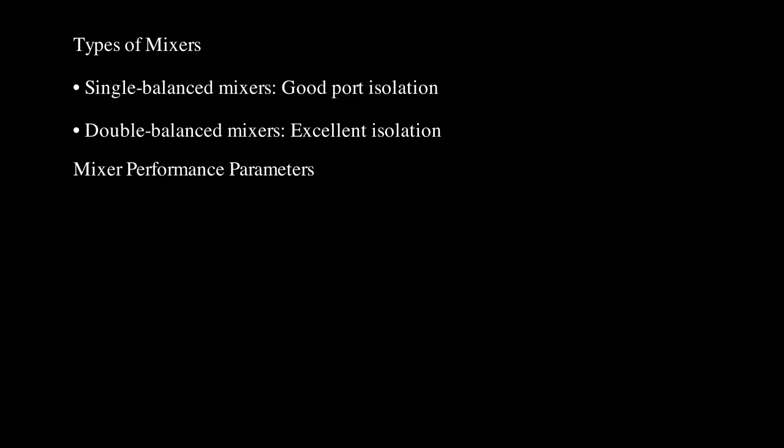Conversion loss or gain describes how much the desired signal is attenuated or amplified through the mixer. Port isolation indicates how well the mixer prevents signals from leaking between ports. Third-order intercept point characterizes the mixer's linearity and ability to handle strong signals without generating intermodulation products.